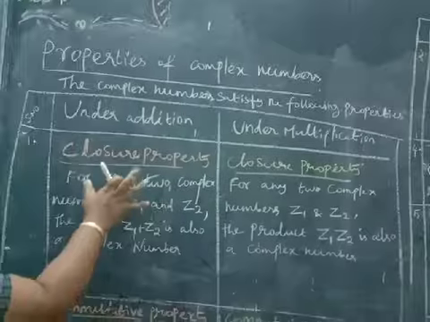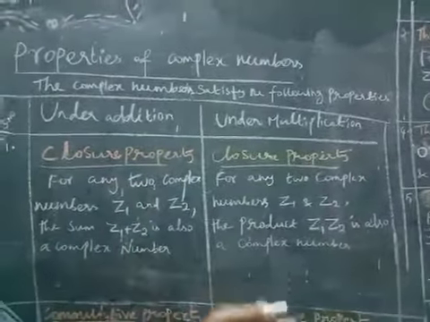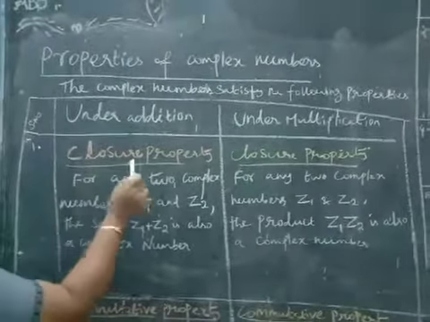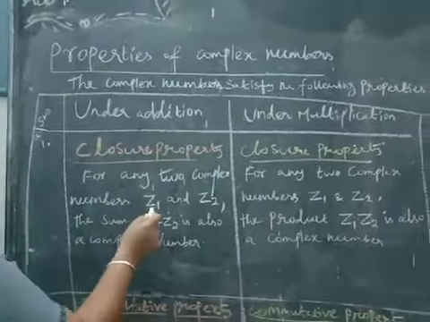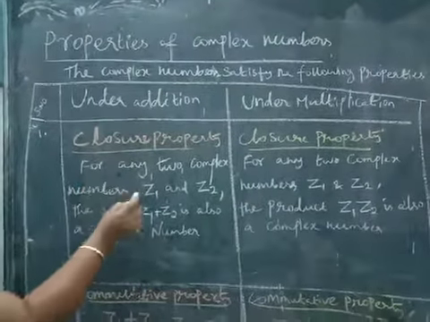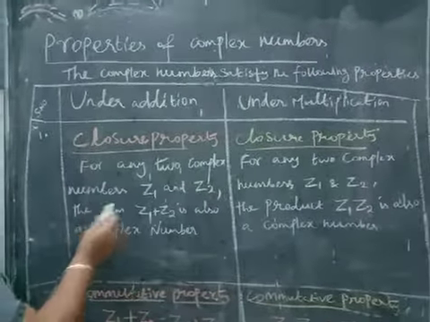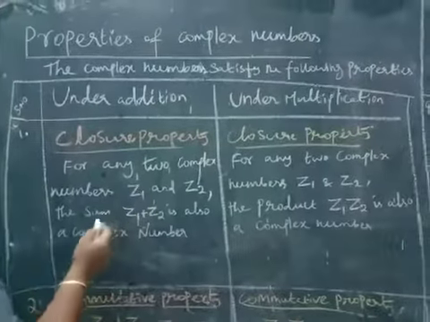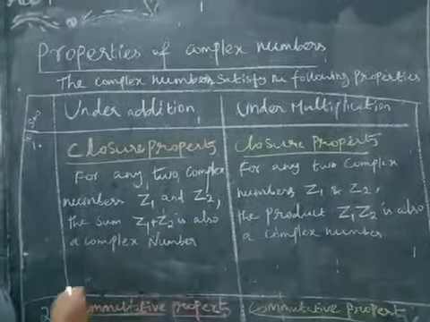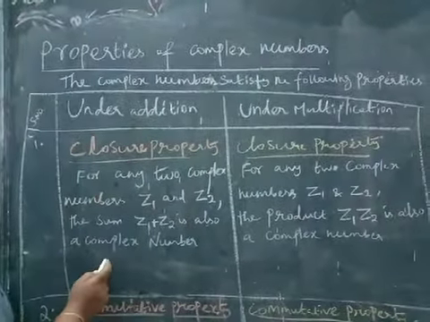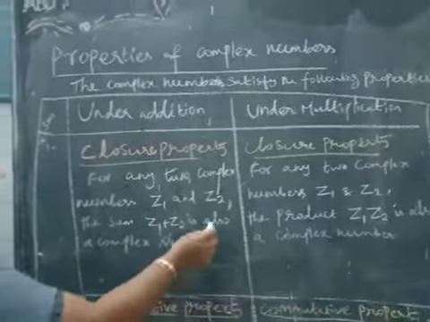Okay. Now, these complex numbers always satisfy the following properties. First property, closure property under addition. For closure property, we need two complex numbers. Let us take z1 and z2. If we add these two complex numbers, the sum z1 plus z2 is also a complex number. What is the closure property? If we take two complex numbers z1 and z2, z1 plus z2 is also a complex number.